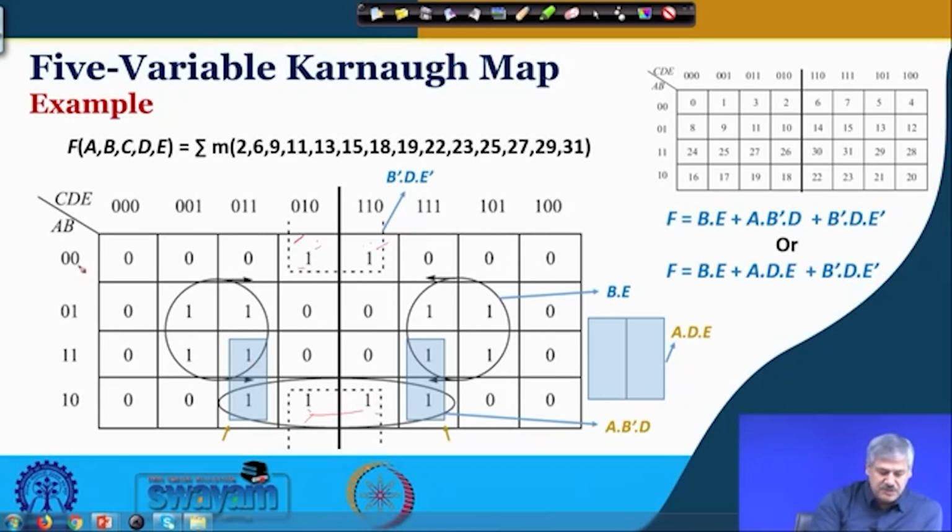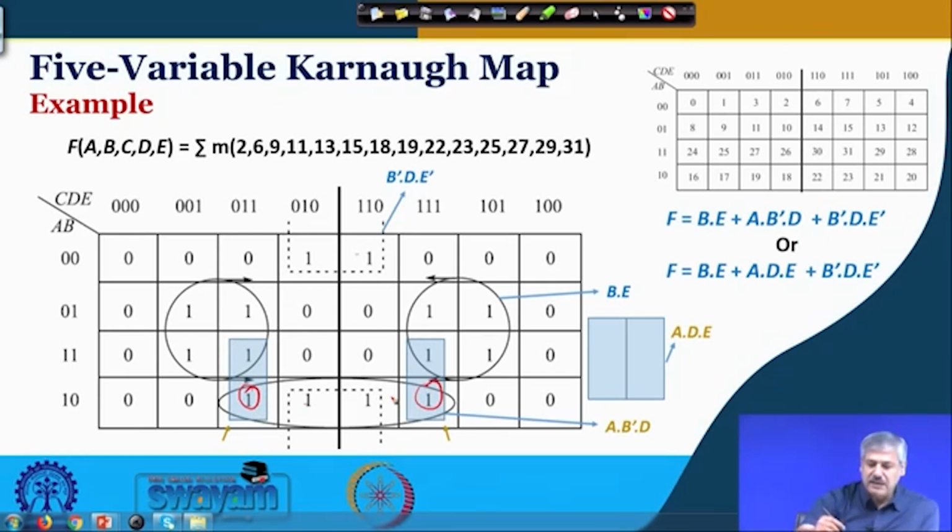B is remaining constant with a value 0, that will contribute to B prime, and D is remaining constant with 1, this is 1 in both the places, and E is remaining constant with 0. So, B prime D E prime is the corresponding product term. Okay. Now, what is left? So, this 1, 2, 3, 4 and the other 4, plus 4, 8 are covered. So, what is left is this one and this one. These two ones are not yet covered.